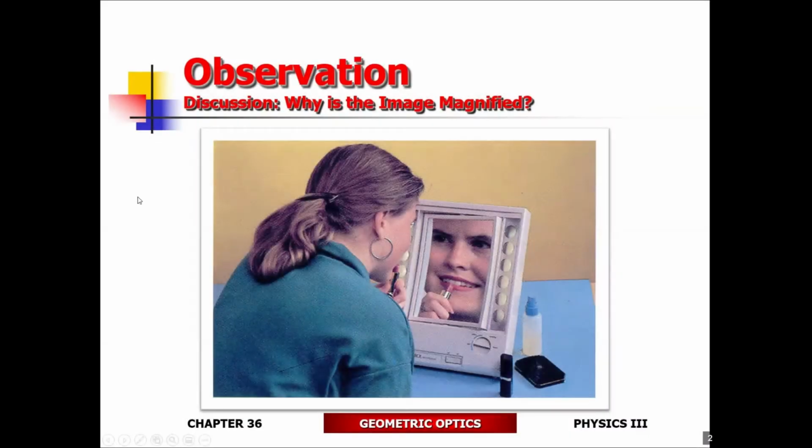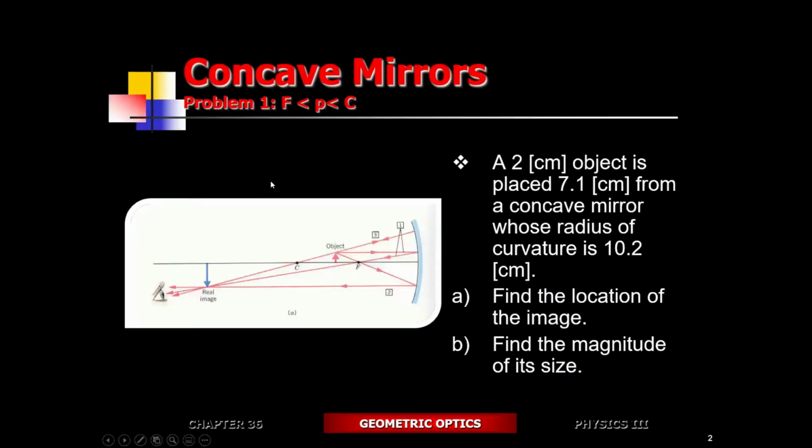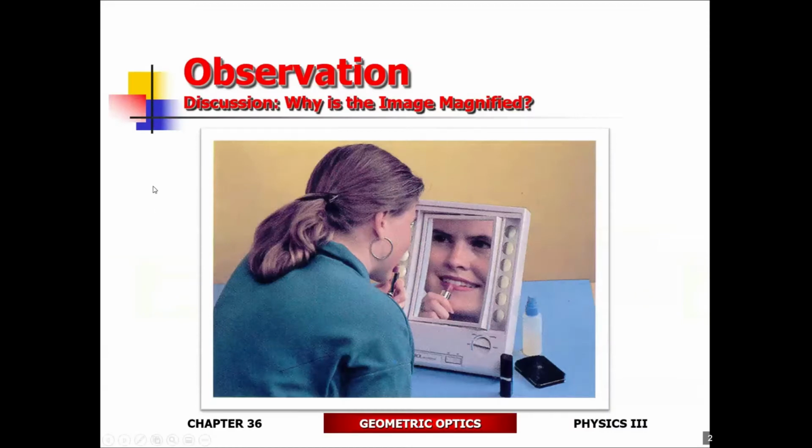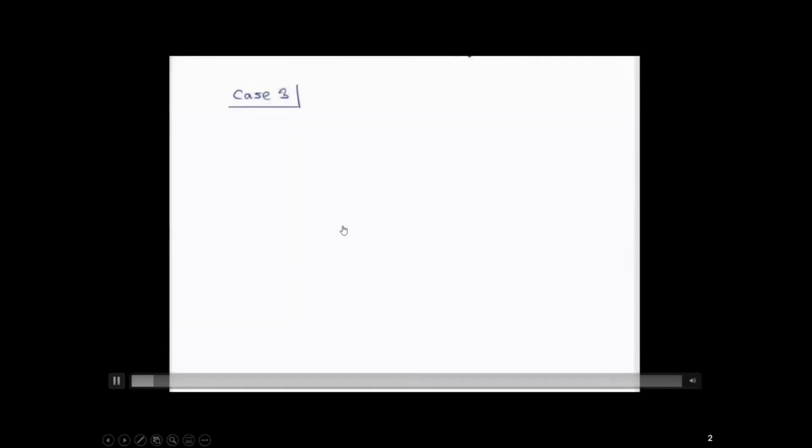All right, so this is in reference to why the image is... All right, so this is one of those problems that you have to do on your own. And hopefully I'm going to get these problems in by the time I give this lecture again next time around. All right, so observation. Why is the image magnified? What causes the image to become magnified?